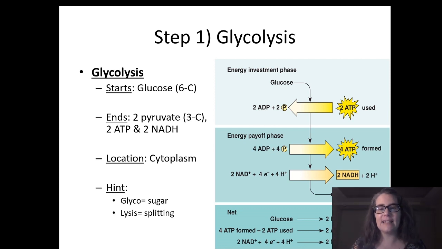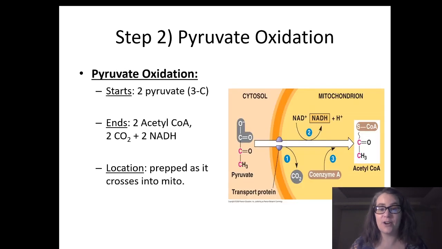So keep that in mind. It's kind of that old adage that you have to spend a little money to make a little bit more money. So something like that is happening in and around your cells. So glycolysis, we split our glucose into those 2 pyruvate, and we make a couple of ATP along the way.